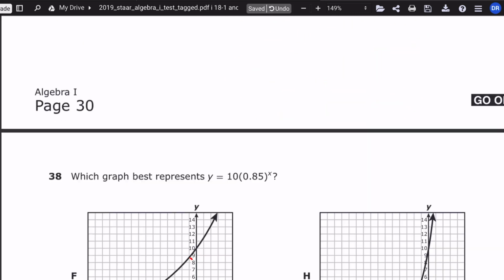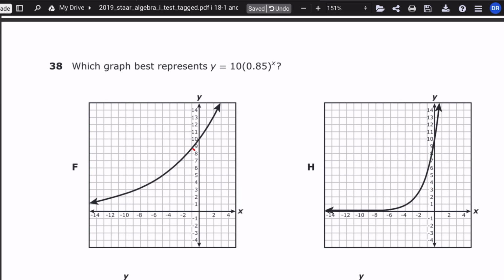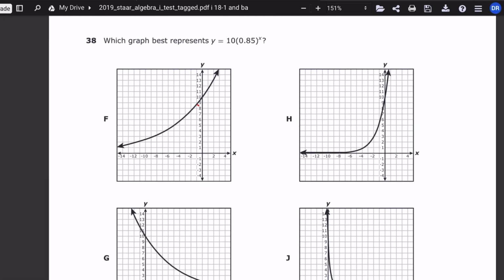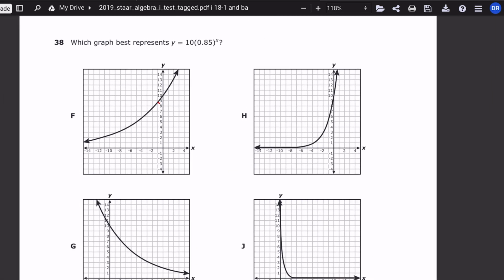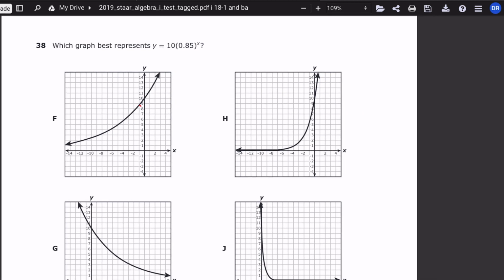Next. Which graph best represents y is equal to 10 into 0.85 to the power of x? Now this is of the form y is equal to a into b to the power of x. Here b is less than 1, so it is a decreasing graph. Decreasing means it is coming from top to down, in this way. This is a decreasing graph.